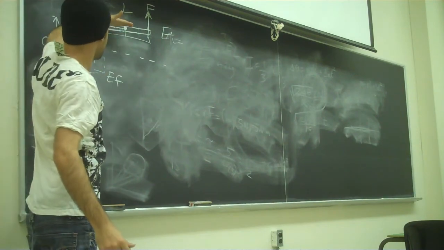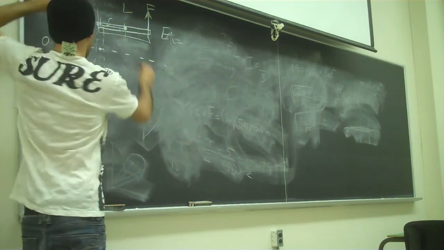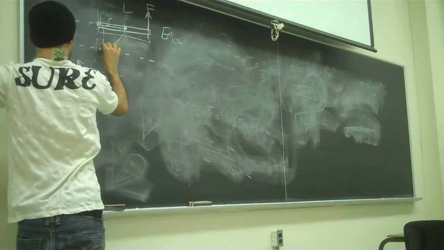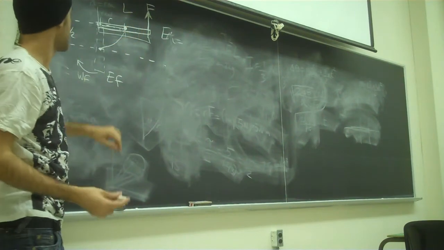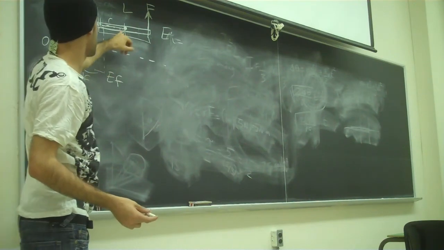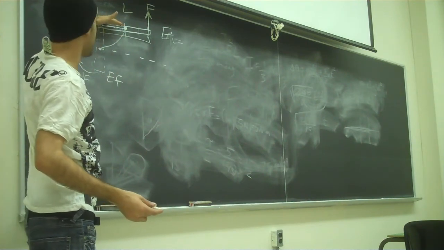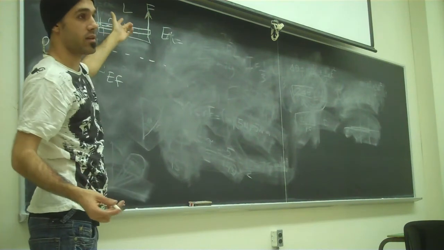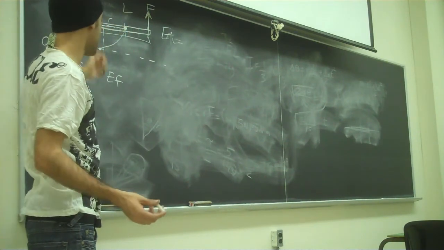If the rod falls like this, its center of mass will move from here to here, and the actual distance that the center of mass falls from here to here will be equal to half the length. Everybody okay with that? It's pretty clear, right?